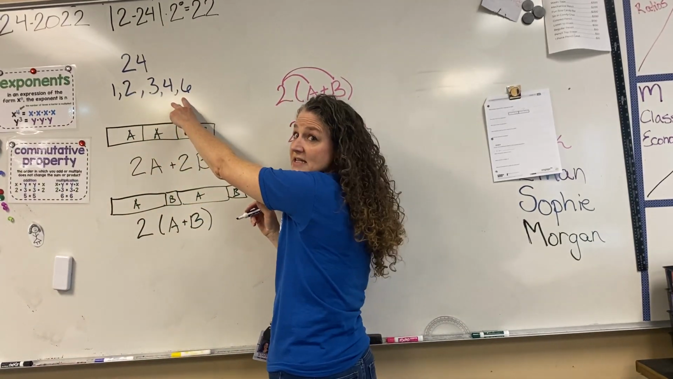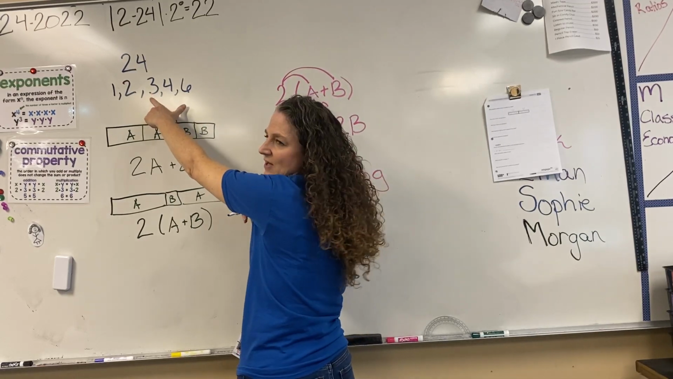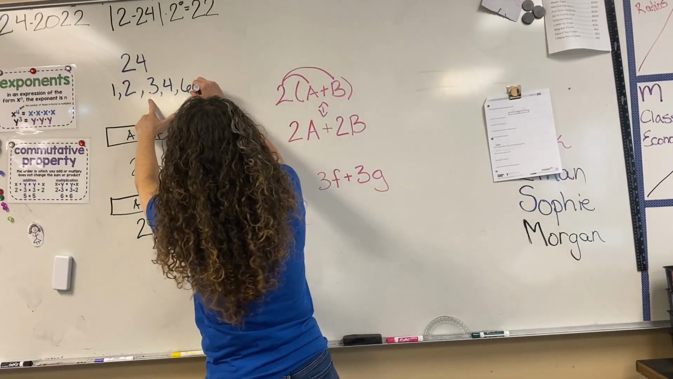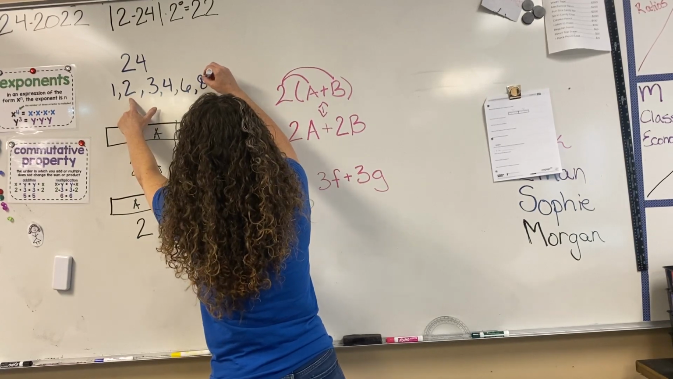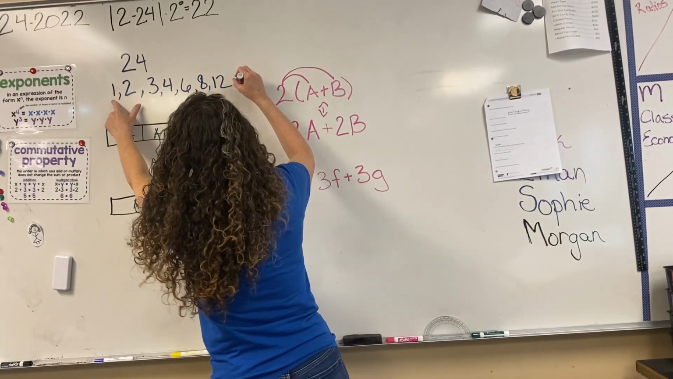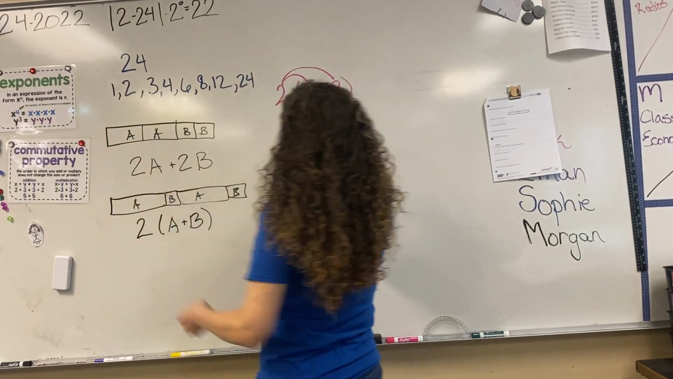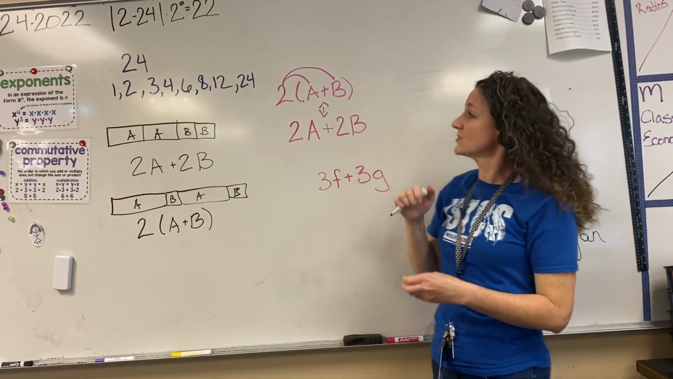And now because 4 times 6 is 24, I don't have to test every number. I just look, what do I multiply 3 by to equal 24? 8. What do I multiply 2 by to equal 24? 12. What do I multiply 1 by? 24. So those are all the factors of 24.